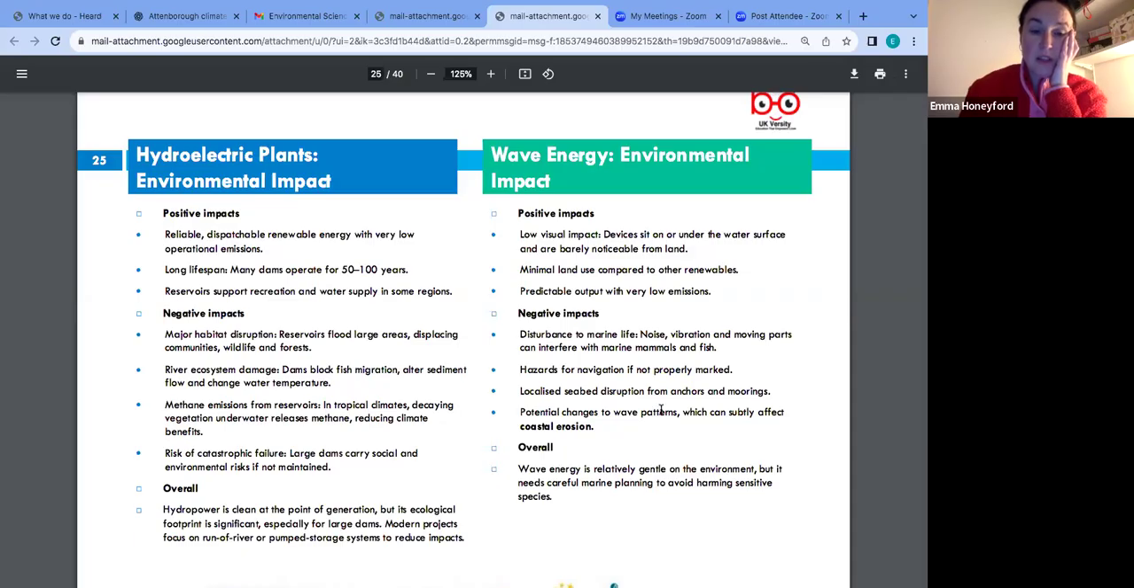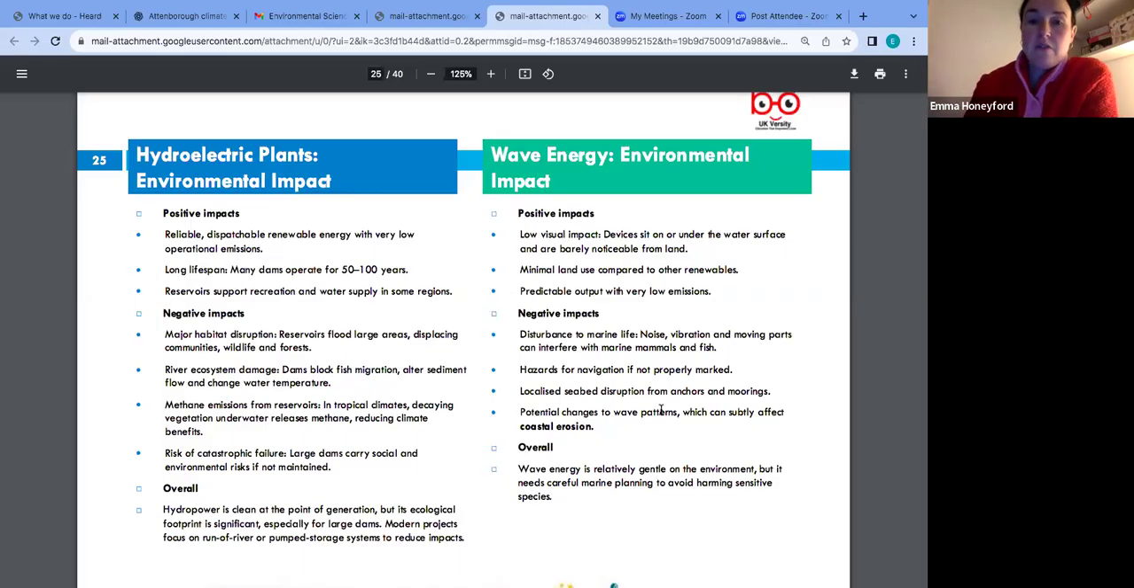But hydropower is clean at the point of generation, but its ecological footprint is significant, especially for large dams. So in terms of greenhouse gases, it may be quite low, but in terms of its ecological footprint, it's quite big, and that is a really difficult trade-off again. So modern projects focus on run-of-river or pumped storage systems to reduce impacts.